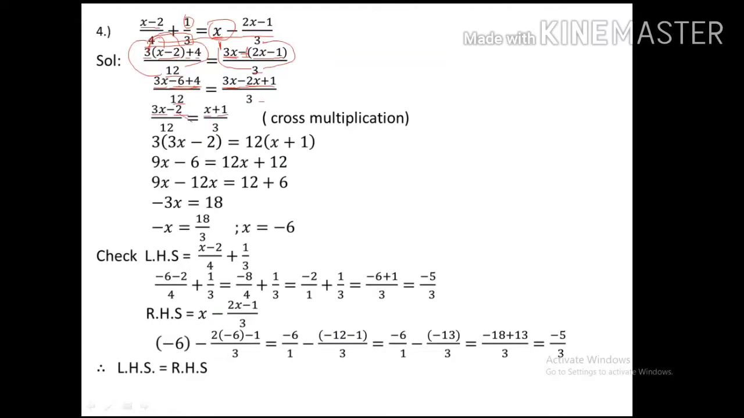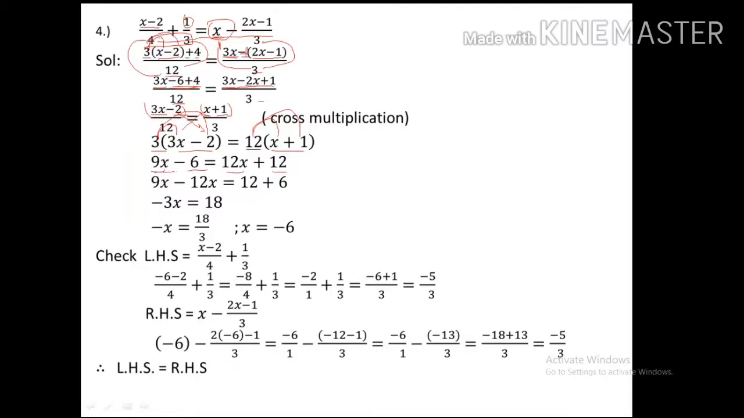Now we are doing the cross multiplication, means 3 is multiplied by this whole number, and 12 is multiplied by this whole number. So 3 is multiplied with 3x minus 2 equals to 12 is multiplied with x plus 1 in bracket. Now when we open the bracket, 3 is multiplied by 3x, it will come 9x, 3 is multiplied by minus 2, it will come minus 6 equals to 12 is multiplied by x, it will come 12x, and 12 is multiplied by 1, it will come 12.